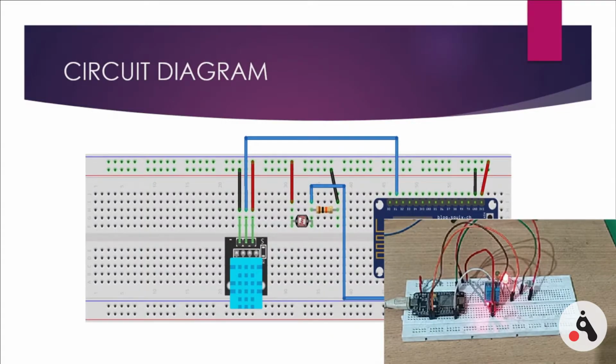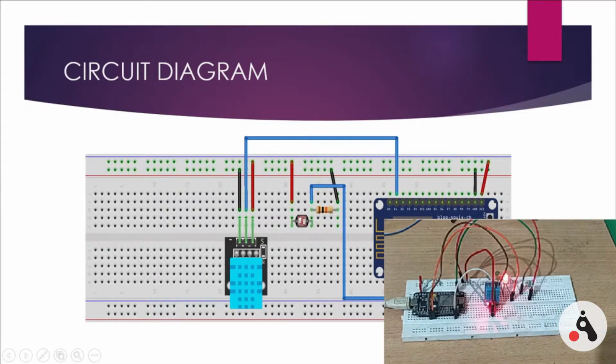So the circuit diagram of this project is as given here. You can see that I haven't included the status LEDs in this diagram because they are optional. You can also use the built-in LEDs of this NodeMCU. So this temperature sensor is connected to NodeMCU on digital pin D1, and this LDR sensor is connected to A0, the analog input pin, and we are powering this module using the USB, and we are powering this DHT11 temperature sensor using the 3.3 volt.